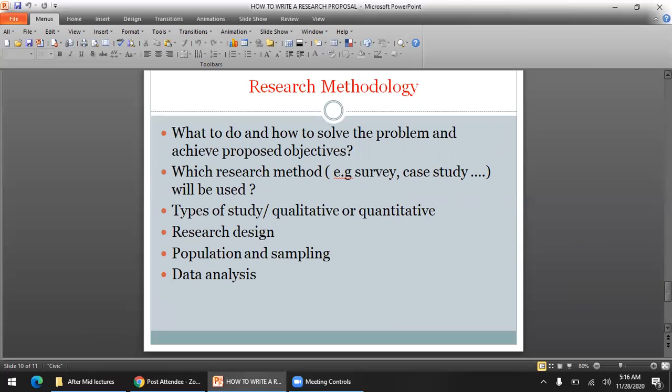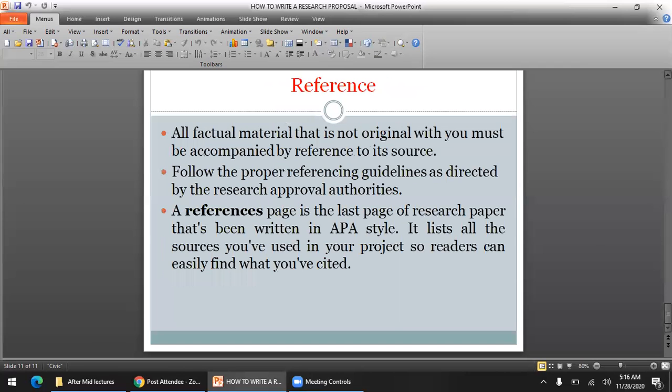of writing a research proposal. What is a reference? All factual material that is not original with you must be accompanied by a reference source. Follow the proper referencing guideline as directed by the research approval authority. A reference page is the last page of a research paper that has been written in APA style.